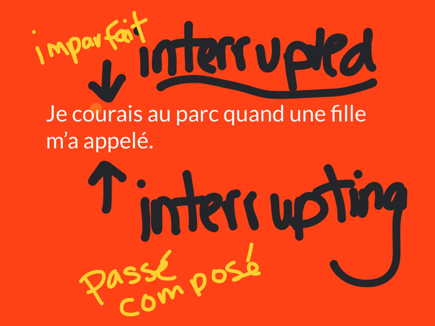So we have courir for the imperfect. Okay, I was running in the park. That's the action that's going on. You can also think of that as the continuous action. But then you have an action that's abrupt, that's in the passé composé. Une fille m'a appelé. A girl called me. And that is in the passé composé. That action is interrupting the action that was going on.